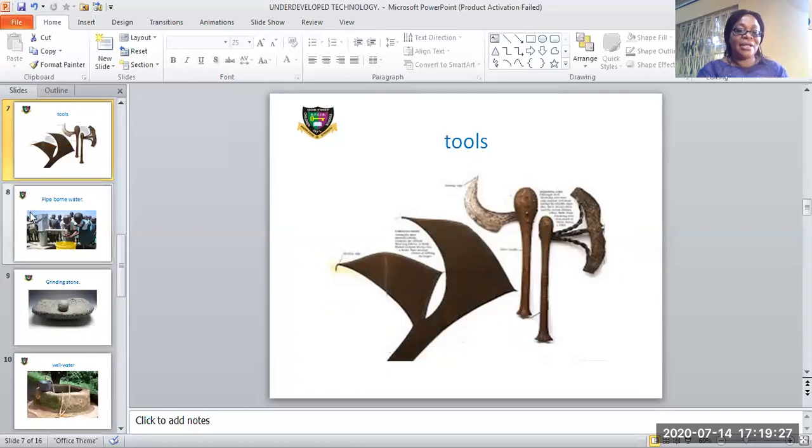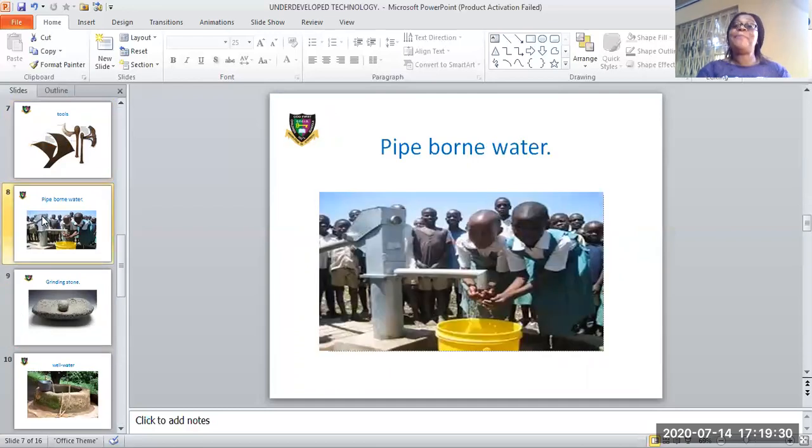Are we together? Let's look at this. Pipe-borne water, fine, beautiful. Pipe-borne water, wonderful. But you take a look at this tap. The world has moved beyond this. This kind of tap, the world has gone beyond, they have moved beyond this. Technology has advanced beyond this level, and the underdeveloped nations are still at this kind of borehole. Okay? So it is a symbol or a sign of underdevelopment.